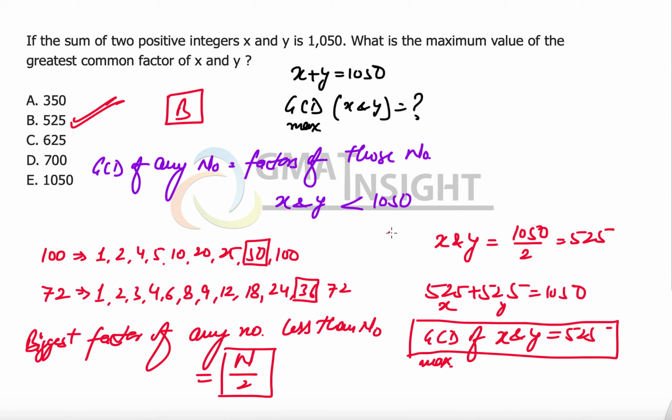When each value is equal to 525, then the greatest common factor will also be 525, and the LCM is also 525. So that way we can get to the highest possible value of the greatest common divisor of these two numbers. I hope that helps. That's a slightly tricky way of answering the question without getting involved in too much mathematics.